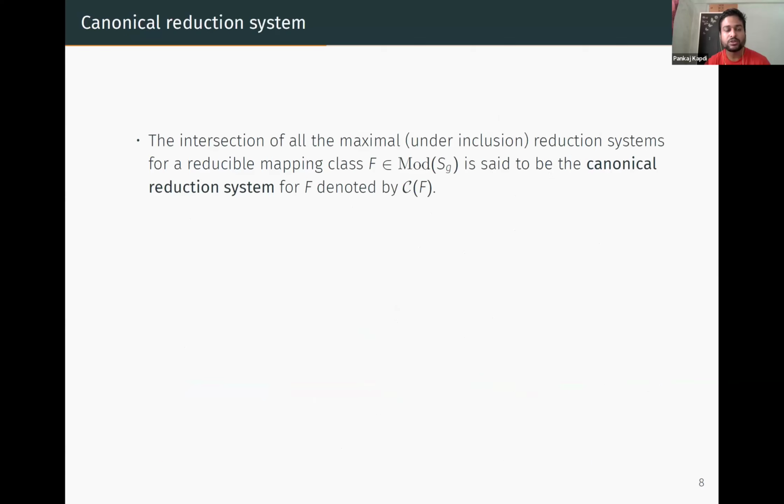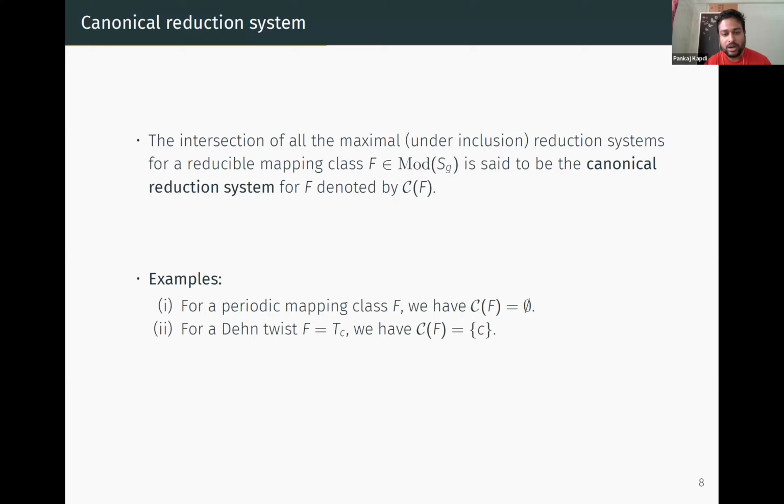Now I'll move to the reducible mapping classes of infinite order, and for that I need a canonical reduction system, because the reduction system may not be unique. A reducible mapping class can have many reduction systems. If you want to work with these reducible mapping classes, we need one reduction system which is canonical, and that one can obtain by taking the intersection of all maximal reduction systems. This intersection is canonical. For example, if you have a periodic mapping class, even though it is reducible, its canonical reduction system is empty. There are no curves in the intersection of all maximal reduction systems.